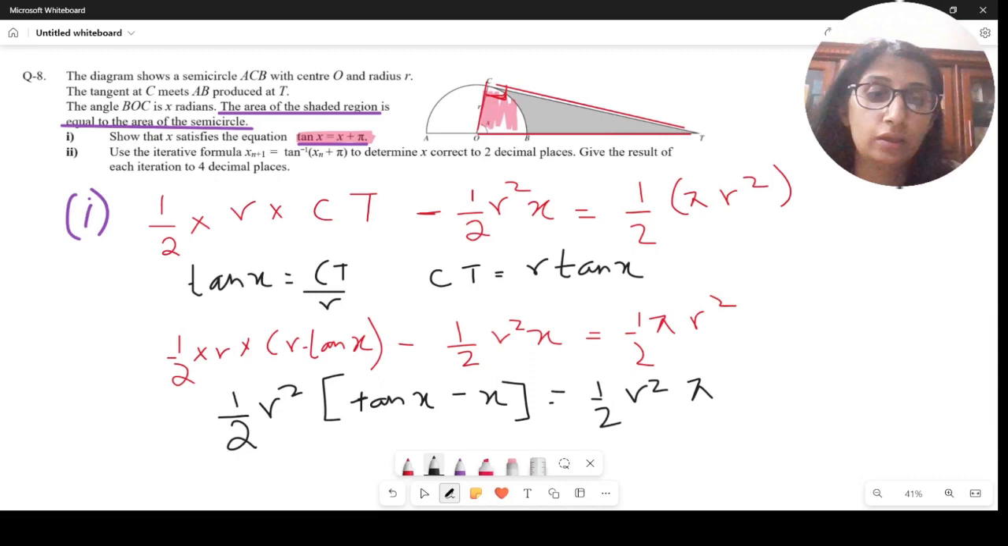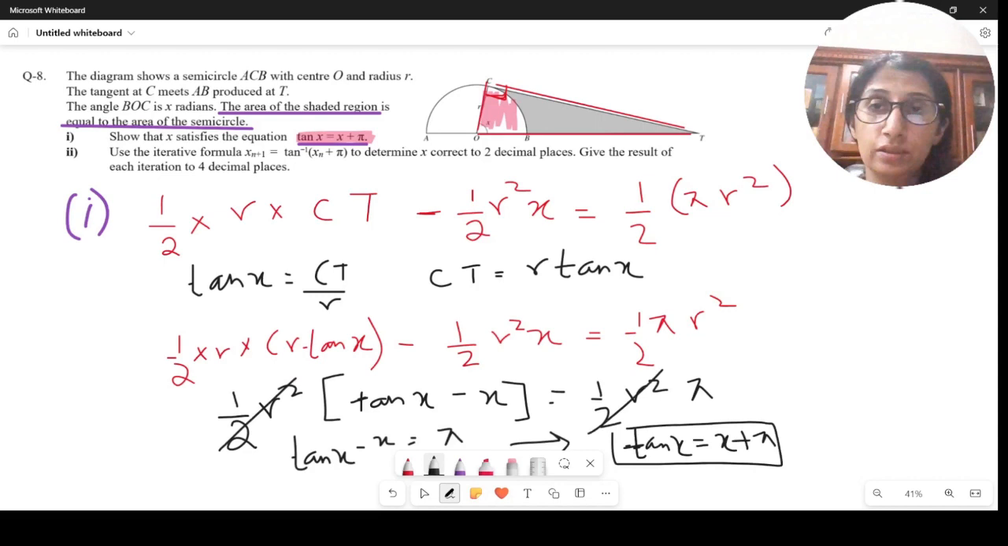So in a way, part 1 is from AS syllabus. Circular measure. Part 2 is from iterative formula. Use the iterative formula xn plus 1 equals tan inverse x plus pi to determine x correct to 2 decimal place. Give the result of each iteration correct to 4 decimal place. Again, they have given you the iterative formula in the question.